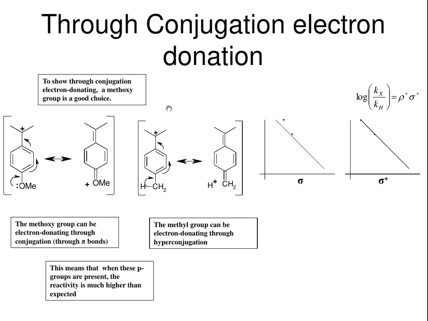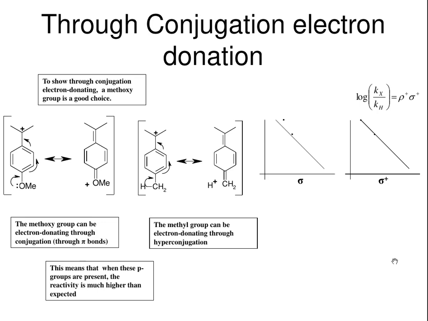this system is far more reactive than expected when you compare to our reference reaction. And so in these cases where through conjugation electron donation right the way through to the reaction center is possible, then you're not going to get a straight line with sigma values. So what we've got to do is use a new set of standards, the sigma plus Hammett substituent parameters, and we'll get a gradient as before, but we'll get a straight line only using these values.